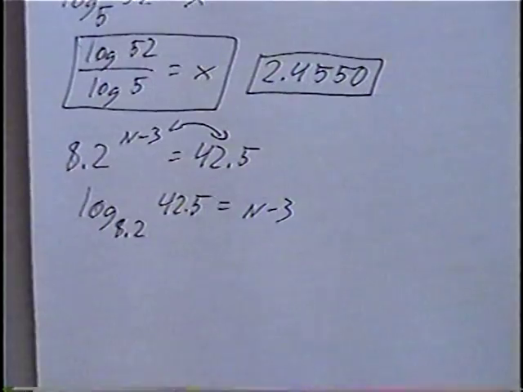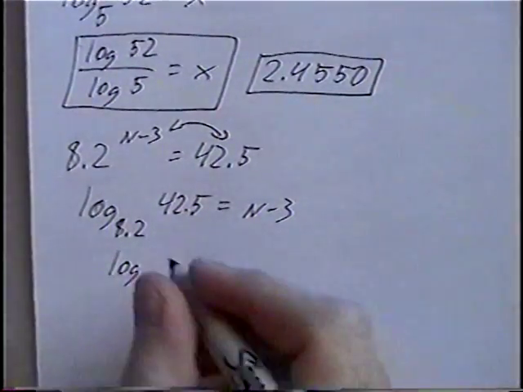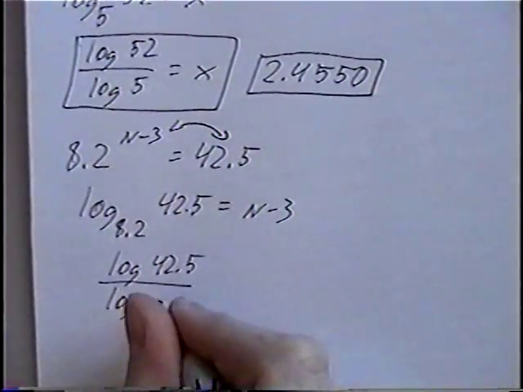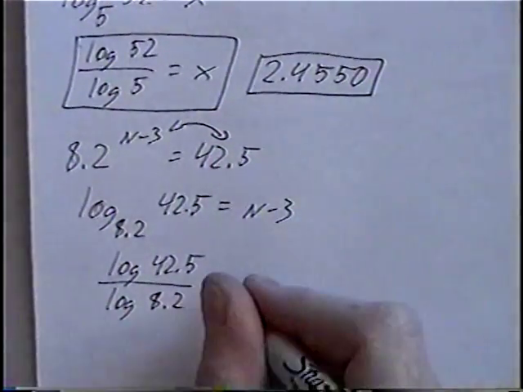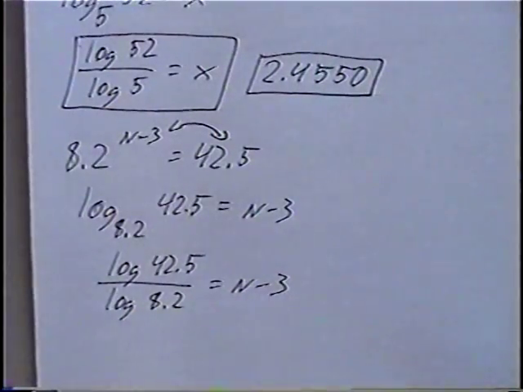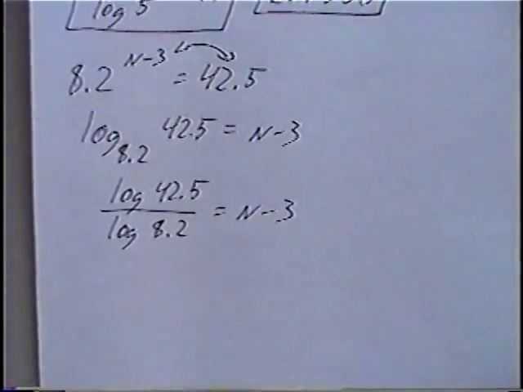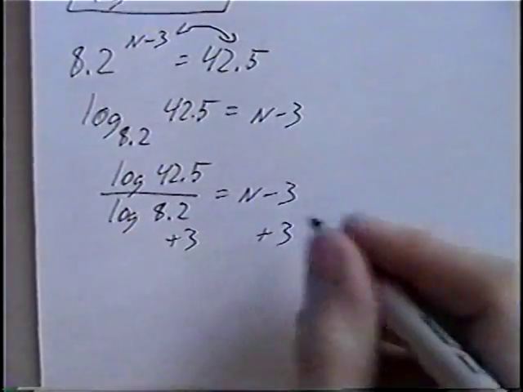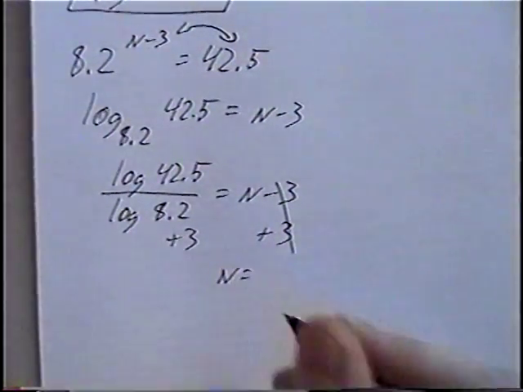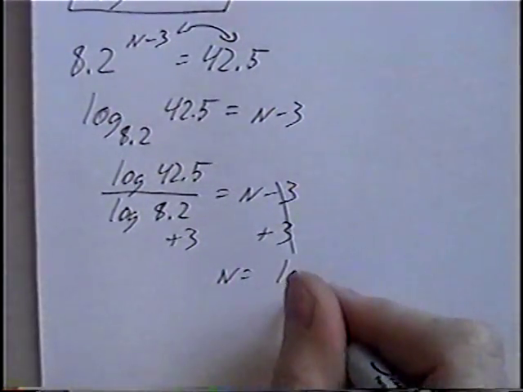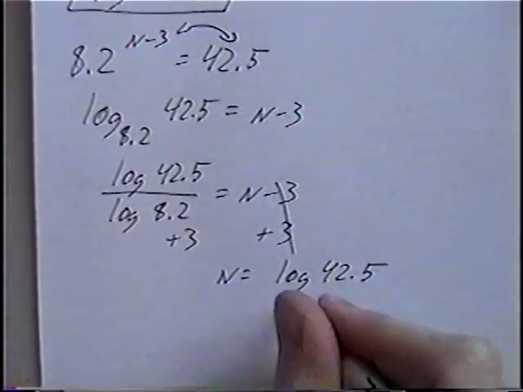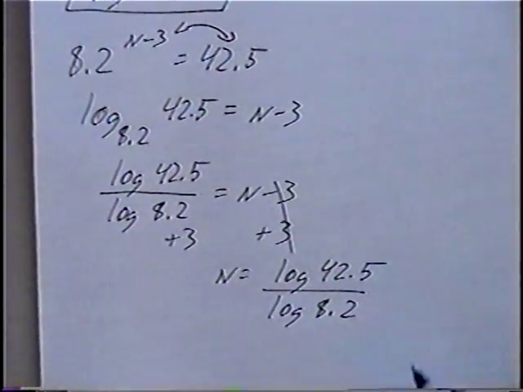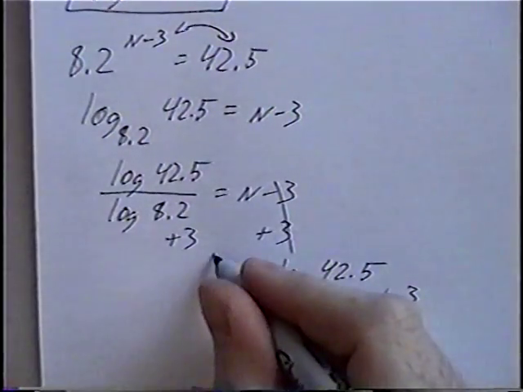Using change of base again, we can rewrite this as log 42.5 divided by log 8.2 equals n minus 3. Again, solving for n, last step, add 3 to both sides. And your final answer would be log 42.5 over log 8.2 plus 3 after the fraction.